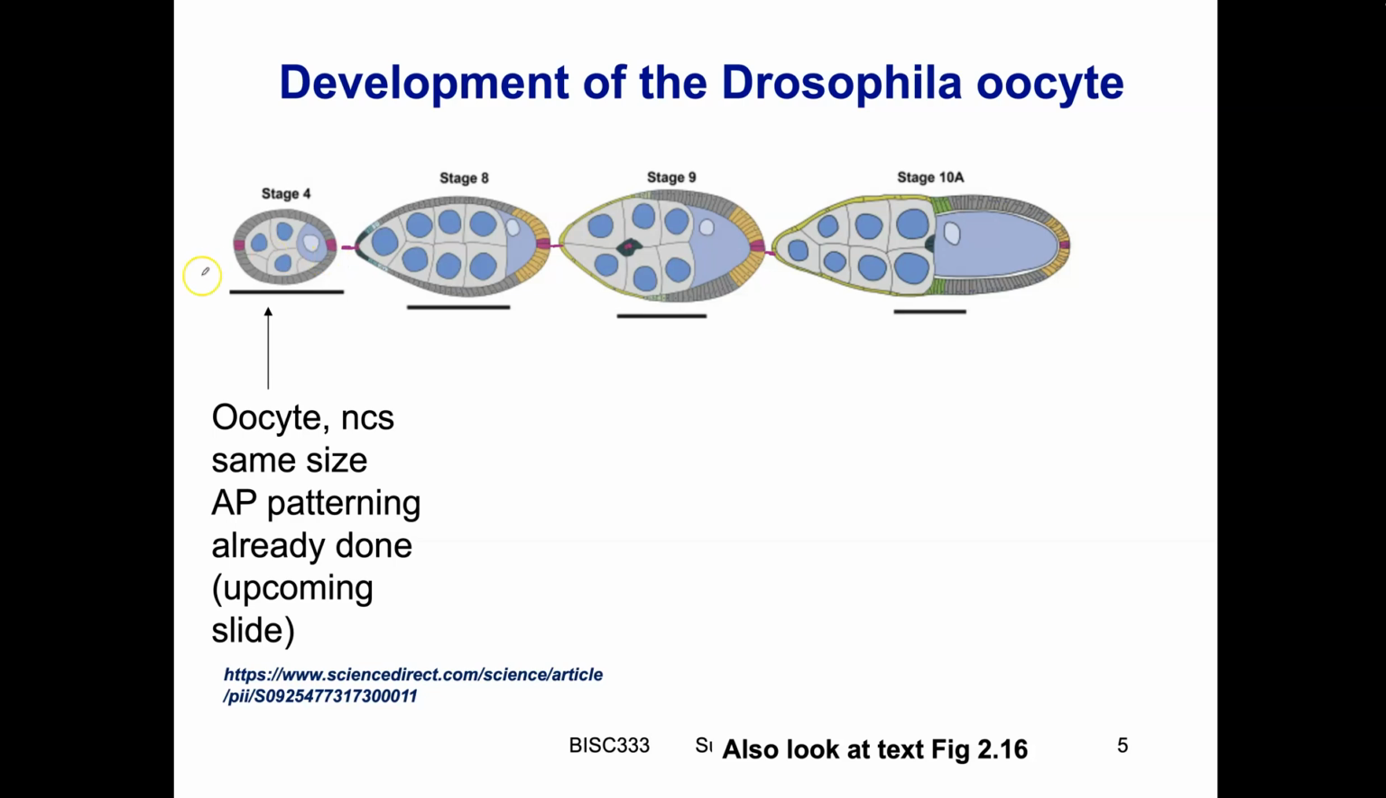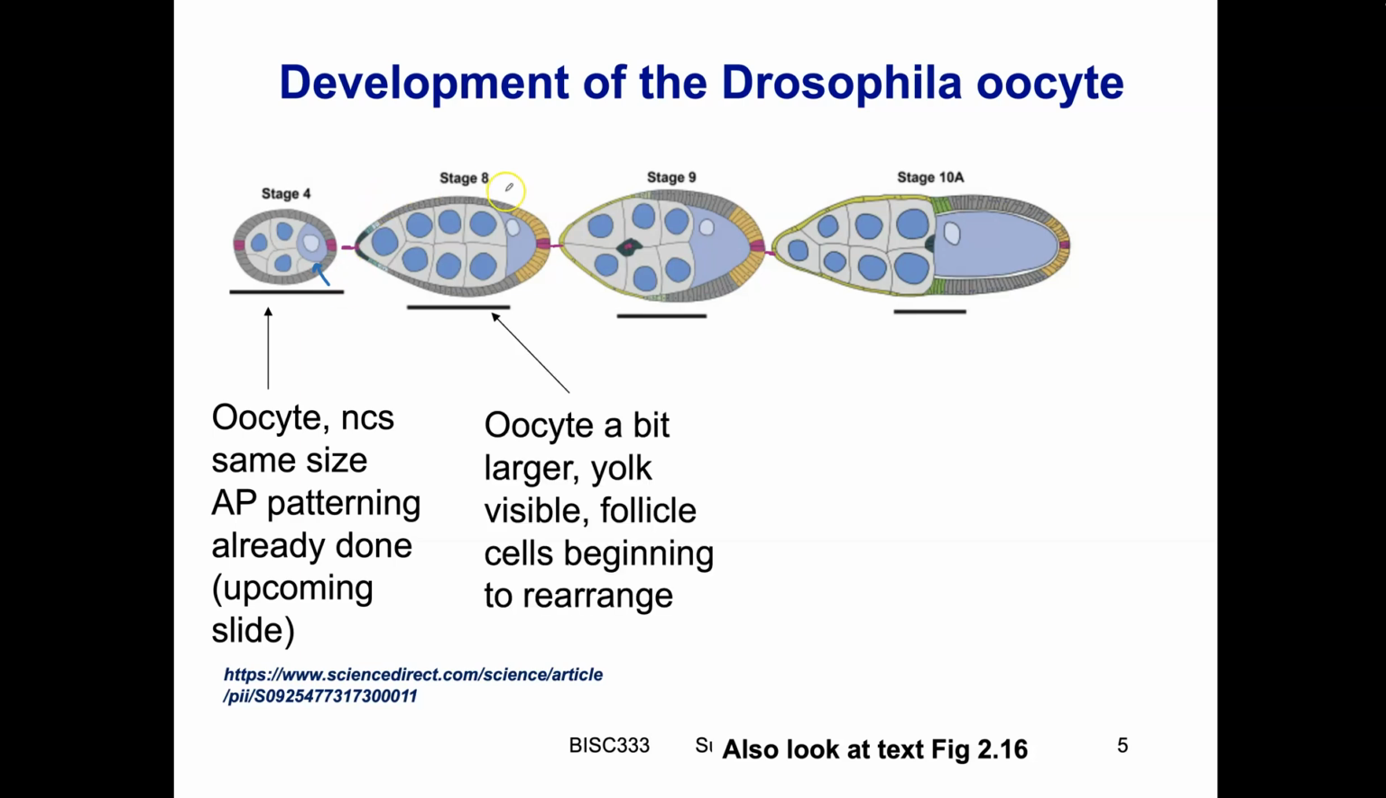Okay. And so that's the formation of the cyst, and then the follicle cells surround it. And then by about stage 4, the oocyte is around the same size as the other cells. But by stage 8, the oocyte is a bit larger. It's about the size of 2 nurse cells. And follicle cells are beginning to rearrange. There's some signaling going on in this region here that's shown by these different colors. We will be talking about this in a minute.